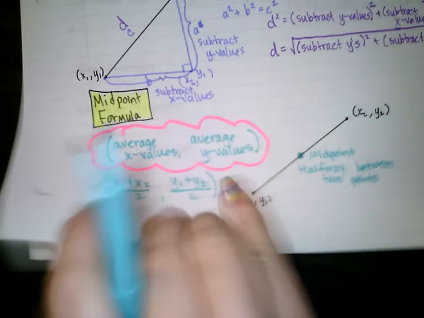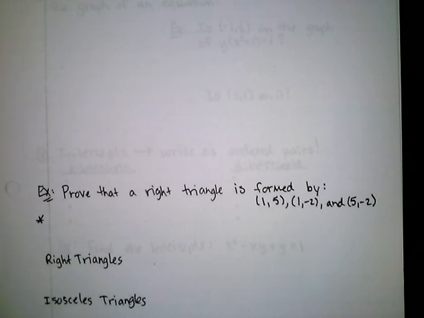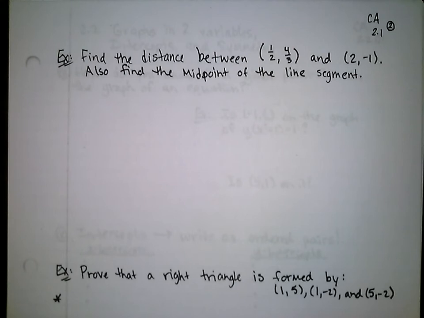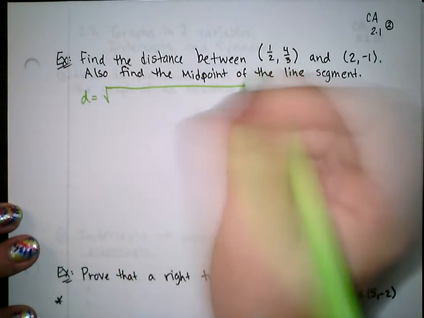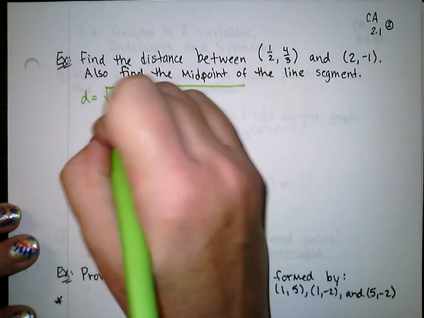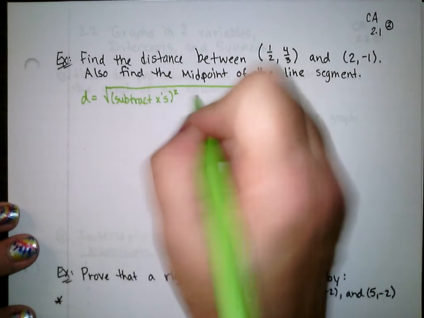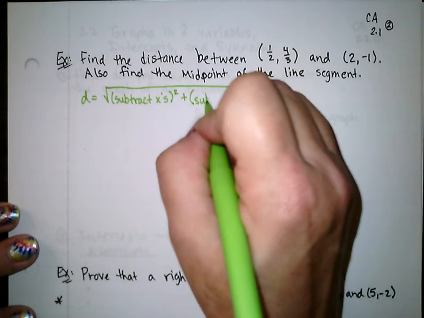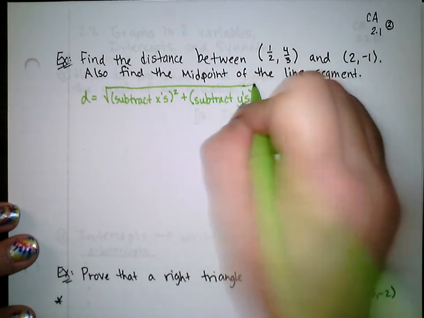Okay, let's look at a couple of examples here. We're going to start off by finding the distance between these two ordered pairs. One of them has fractions and the other one has a negative, so this will be fun. To find that distance, we're going to do the square root of, and we're going to subtract the x's and square it. We're going to subtract the y's and square it. We're going to add those two values together and then take the square root.